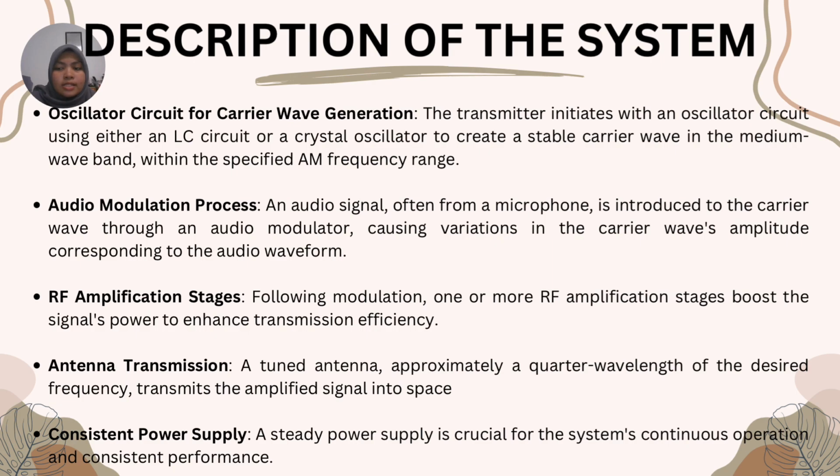After that, an antenna, a critical component, transmits the modulated signal into space, receiving the boosted signal. The length of the antenna is generally adjusted to be approximately a quarter wavelength of the desired frequency for the greatest result. A consistent power supply is provided to run the whole system and maintain consistent performance.